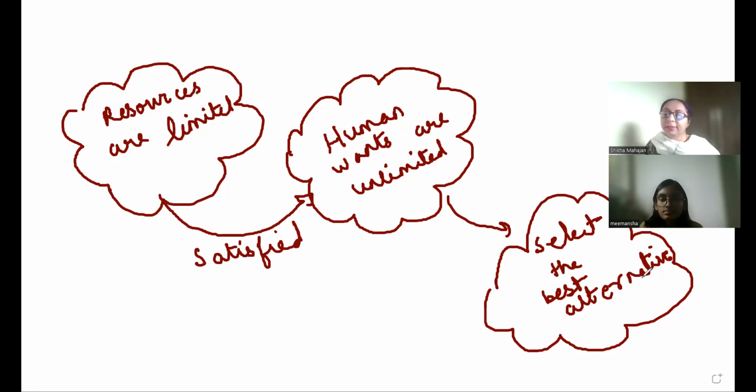So economics is a social science which studies the ways in which one can satisfy society with these limited resources and helps select the best alternatives. Basically, it satisfies the various sectors of society.